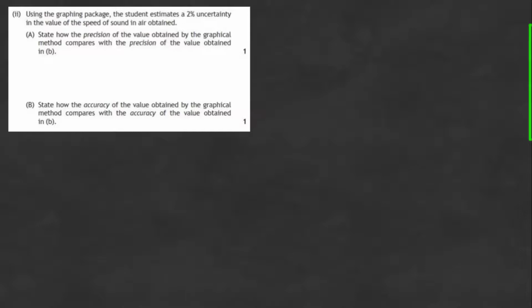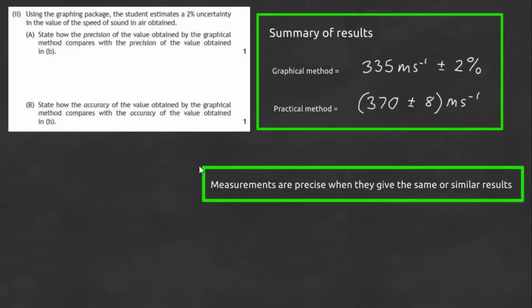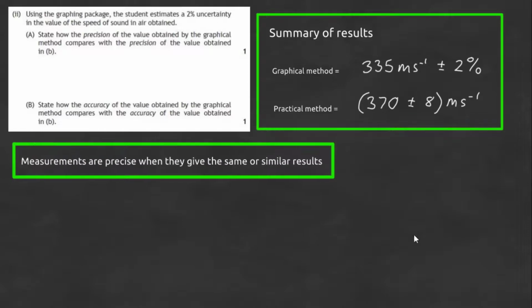Here is a summary of our results which we had in the question. We can see by the graphical method we had the speed of sound in air to be 335 meters per second plus or minus a percentage uncertainty of 2%. And for the practical method we had 370 plus or minus 8 meters per second. Now our definition of something that's precise is as follows.